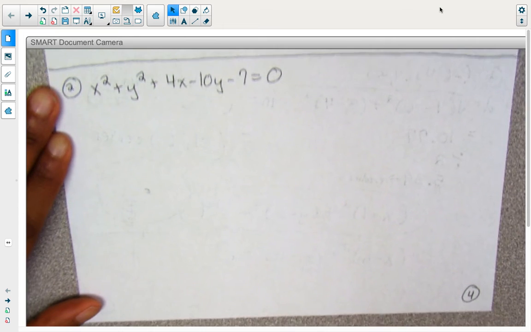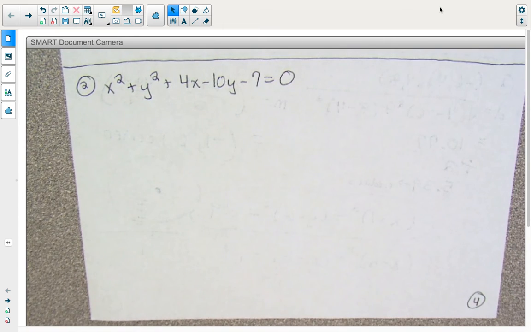So here's the second one that we're working with. x squared plus y squared plus 4x minus 10y minus 7 equals 0. Step one, put your x's together, put your y's together, and move that number to the other side of the equal sign.